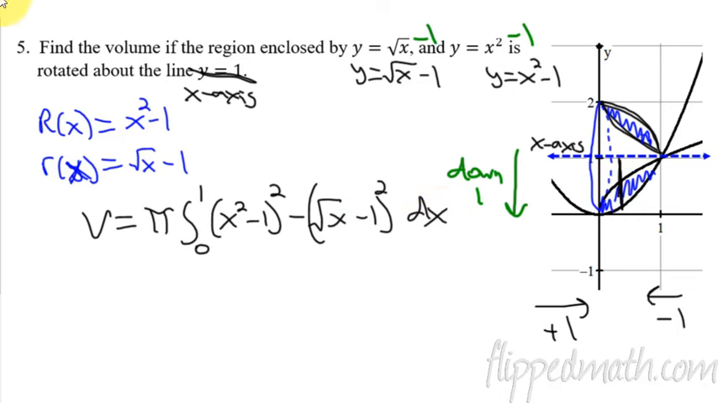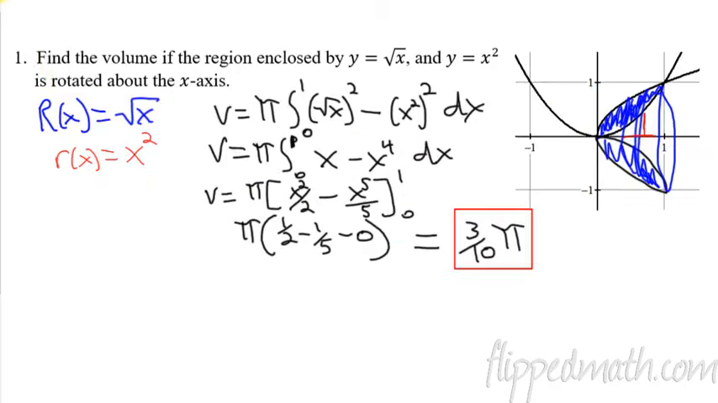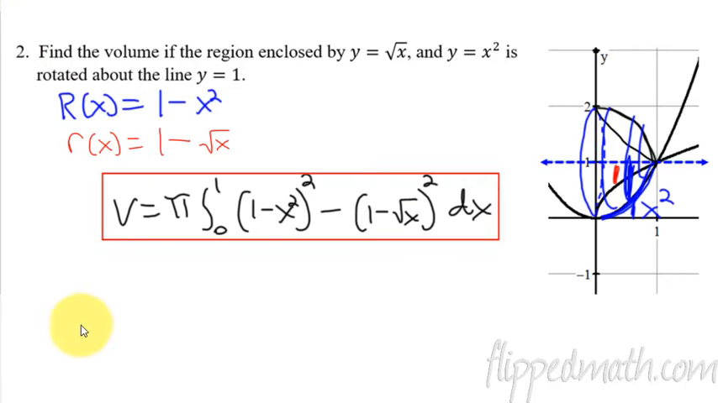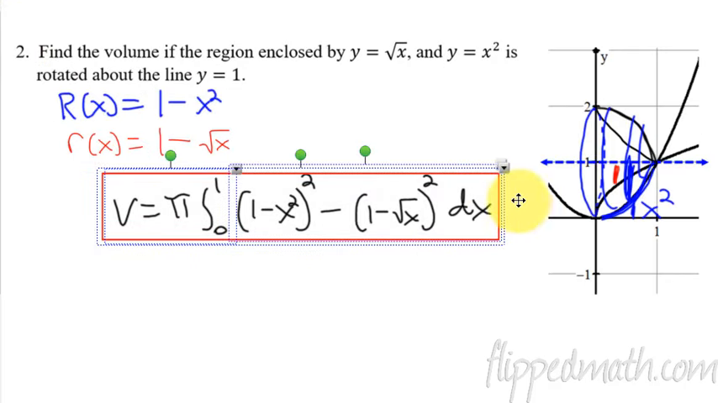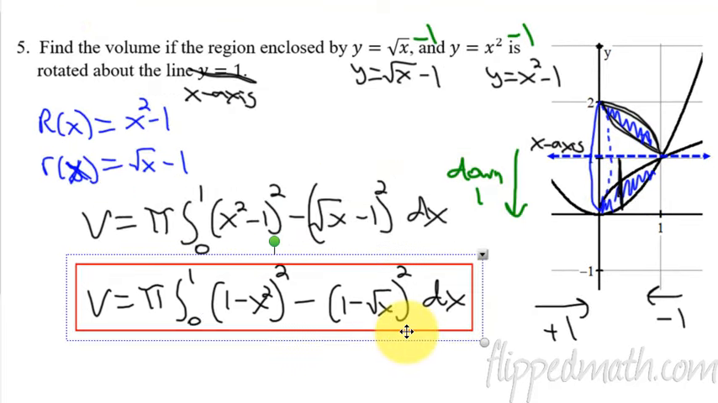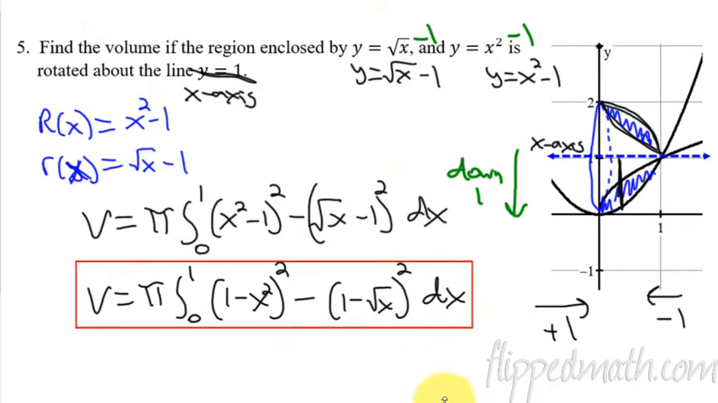Now, let's look back at my other answer on number 2. So here was my answer on number 2. I'm going to copy this and bring it over, drag it down here. Now look at these. They're different. This one has x squared minus 1 squared, and this one has 1 minus x squared. The order of them is different. So how can it still work out?